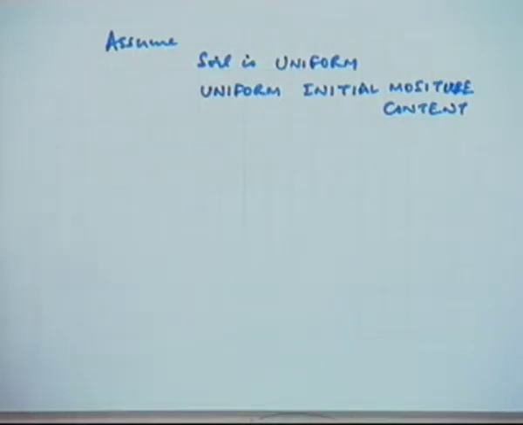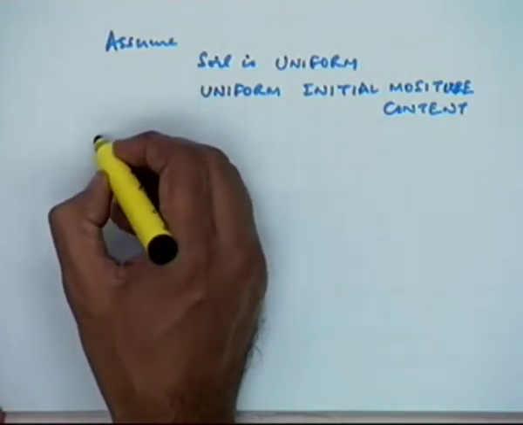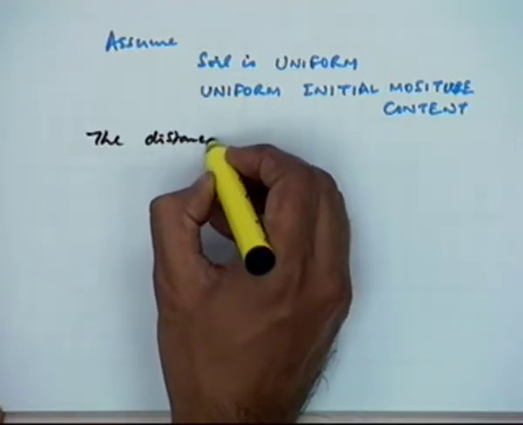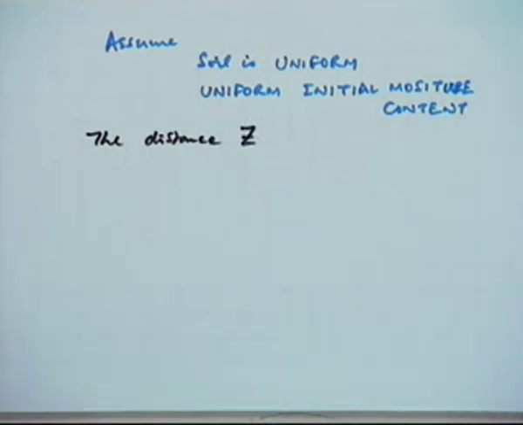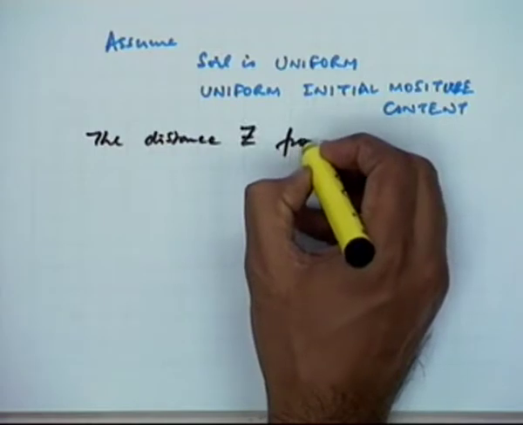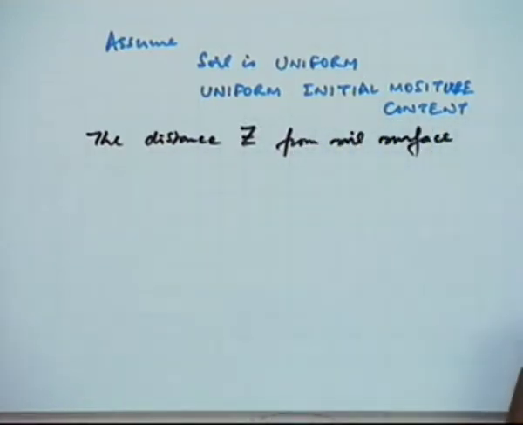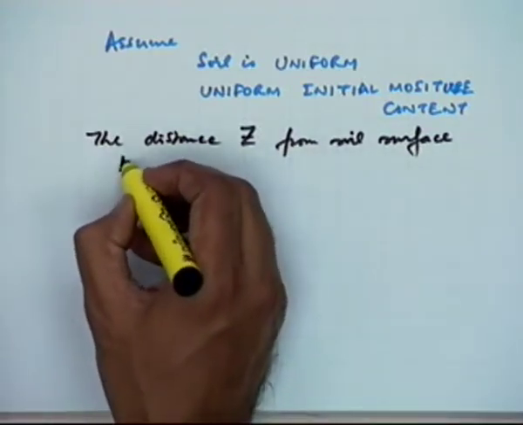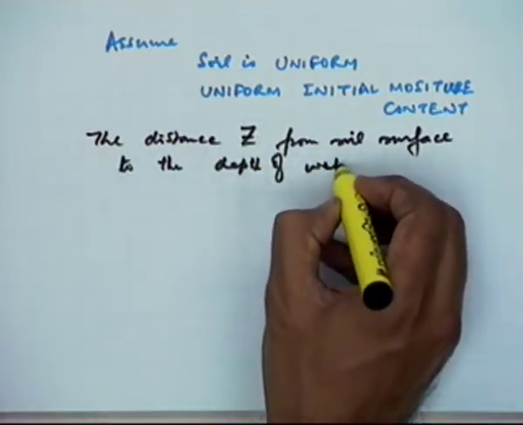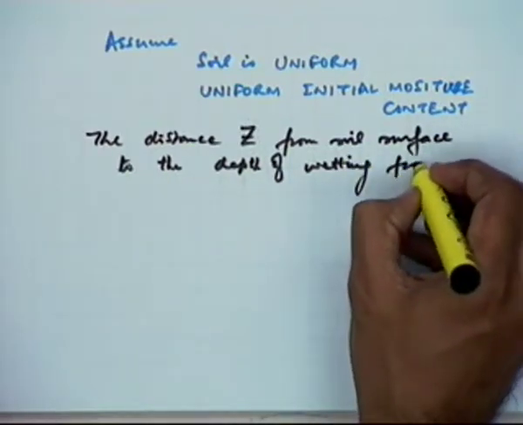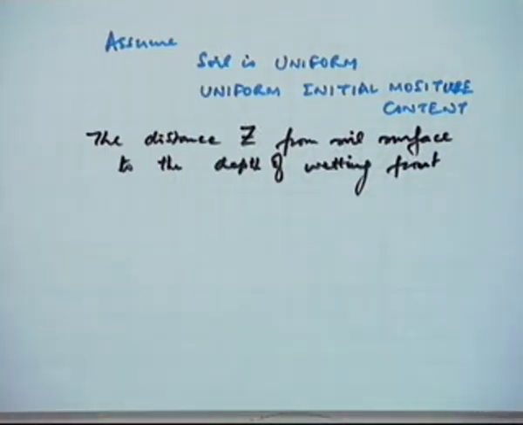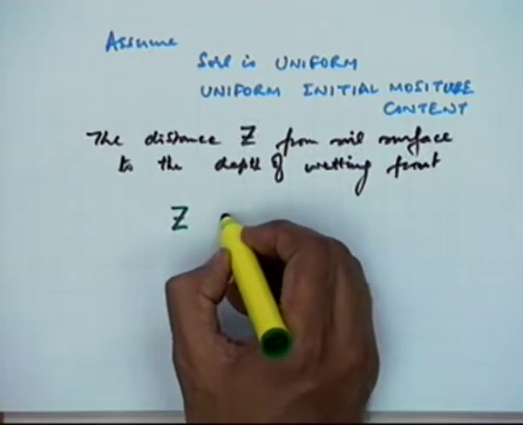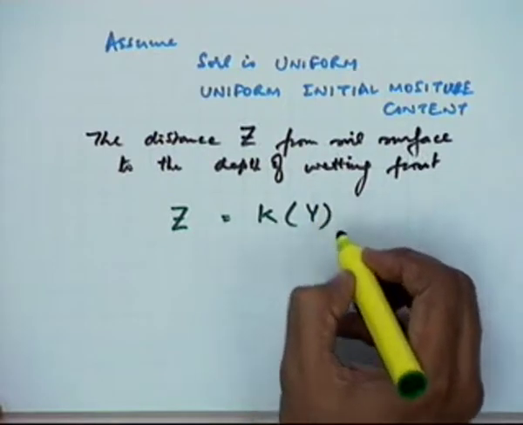Now, making these two assumptions, let's take the distance z as the vertical distance, distance z from the soil surface to the depth of wetting. When you irrigate the soil, when the infiltration takes place, the wetting front will move. So if you want to express that wetting front in the form of distance z, then this distance z can also be expressed as a function of y.